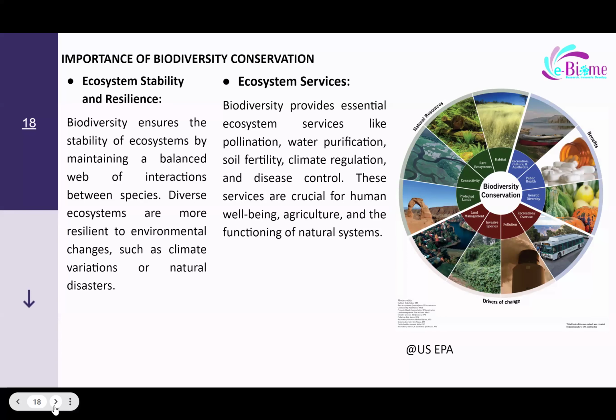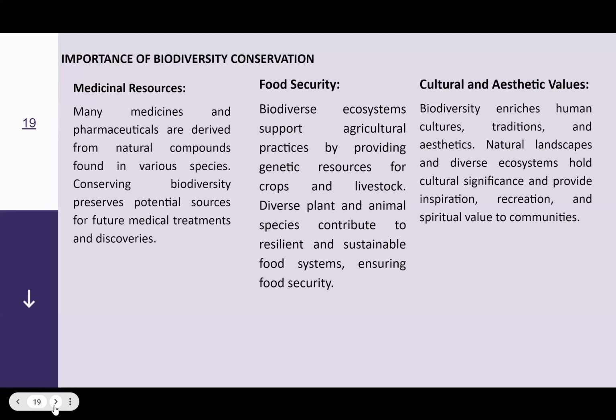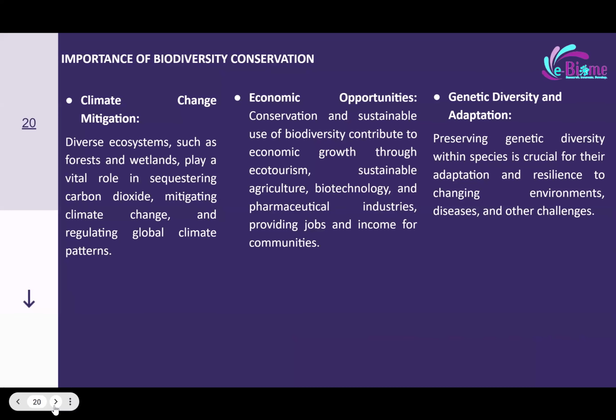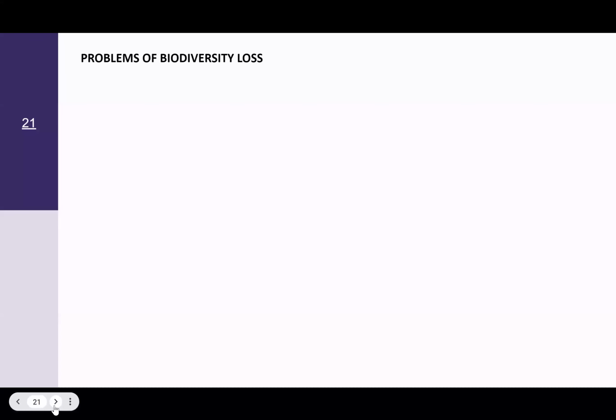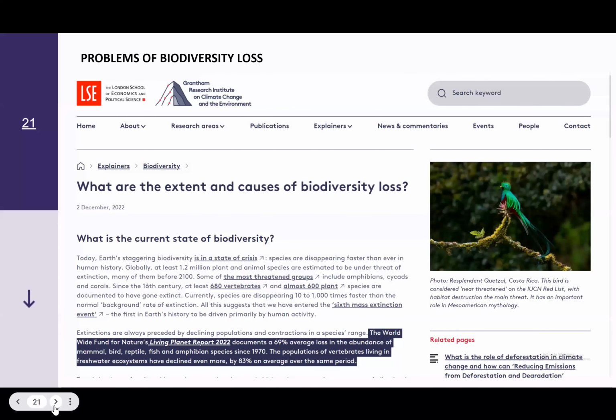Now, we also look at the importance of biodiversity conservation. I think they are very similar to what I explained earlier on: ecosystem stability and resilience, ecosystem services, medicinal resources, food security, culture and aesthetic values, and then climate change mitigation, economic opportunities, genetic diversity and adaptation, and then problems of biodiversity loss. I think that's the final section under this particular presentation.